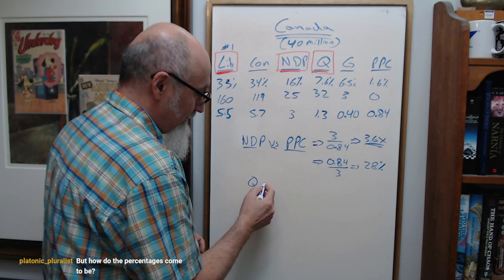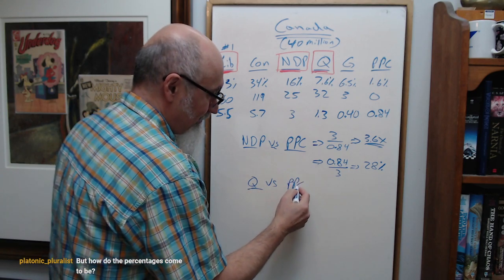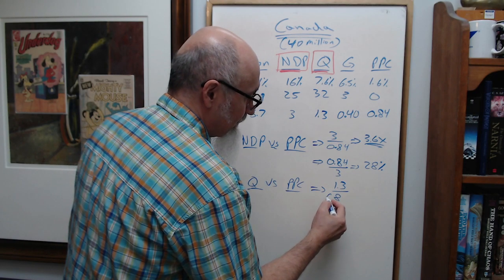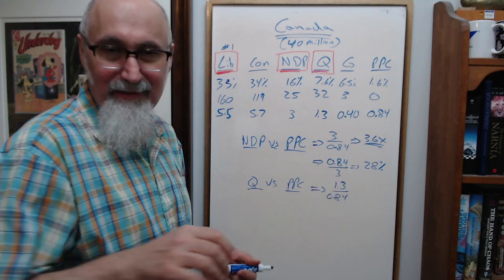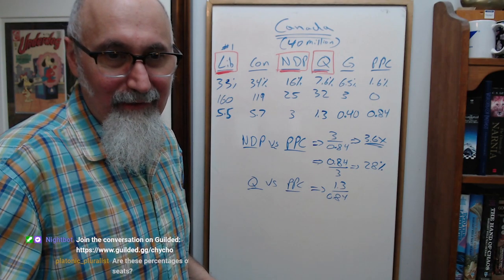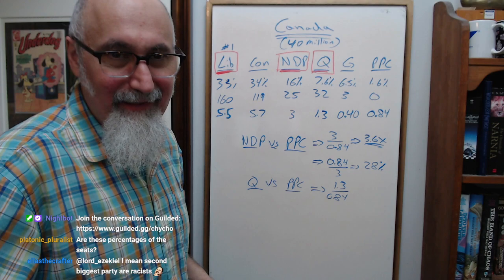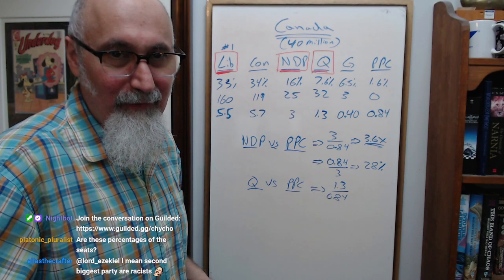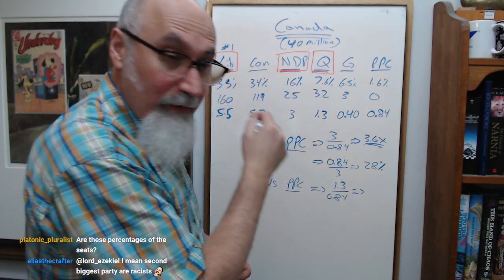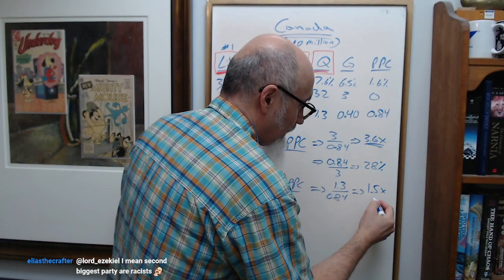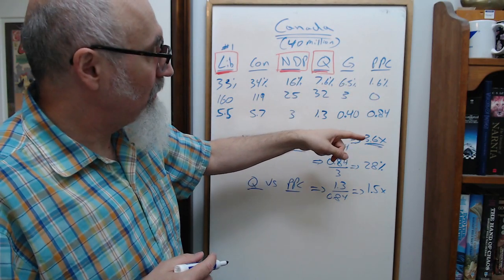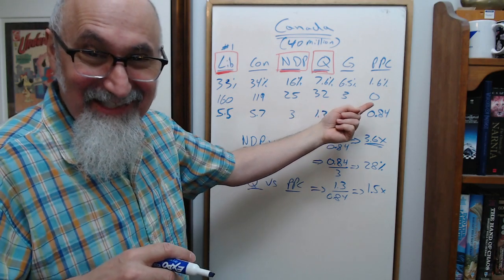Bloc Québécois versus PPC, right? You do it this way, it's 1.3 over 0.84. We'll just do it this way, it's simple enough, right? So 1.3 divided by 0.84. So this ends up being 1.5 times. So Bloc Québécois got 1.5 times the votes of the PPC, but they got 32 seats and these guys got 0.